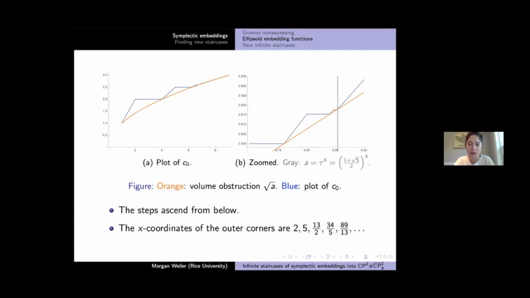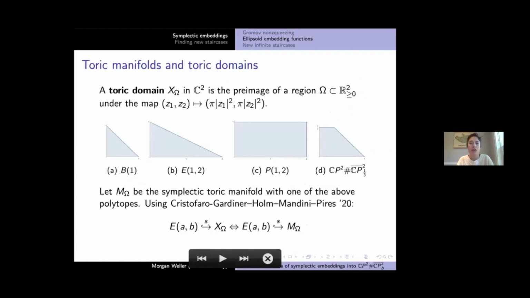So that will come back later. Okay, so we can generalize this story to toric domains. A toric domain in C2 is the preimage of a region in the first quadrant under this map, (z1, z2) goes to (pi |z1|^2, pi |z2|^2). So here are some examples.